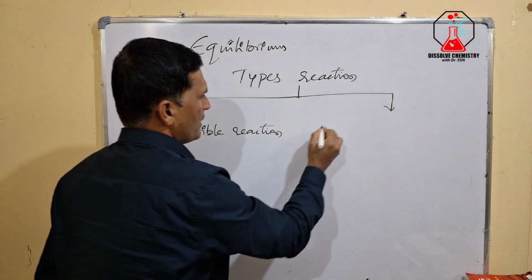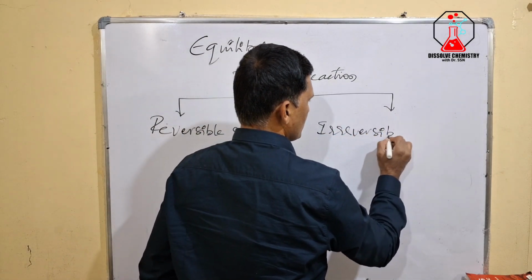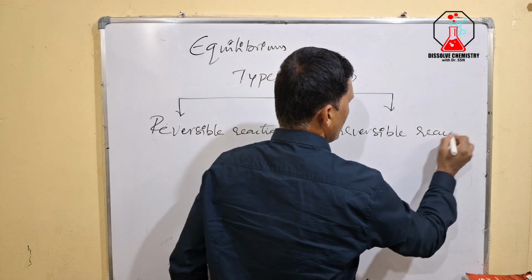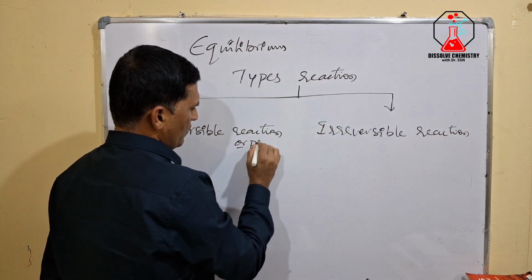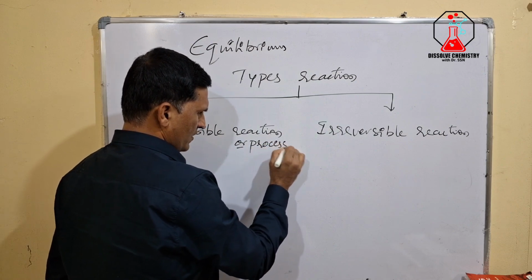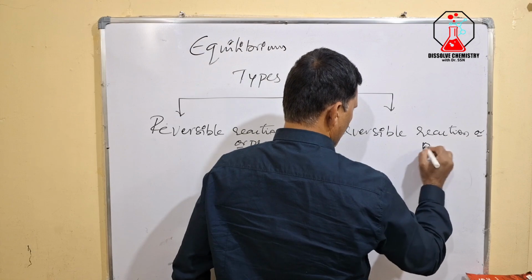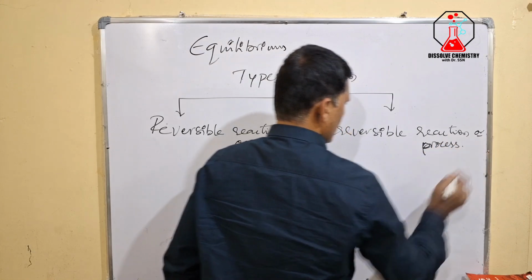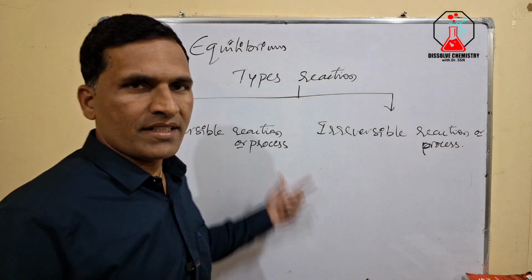Reversible reactions, and another one is called irreversible reactions. The word itself is giving some meaning. Irreversible reaction, or you can call it a process, will not always be a reaction. Even some physical process may be there, okay, so we can add process. Why I'm using these two terms, you will come to know later.